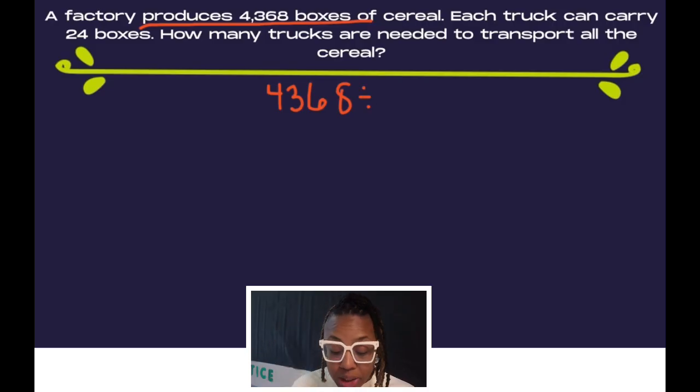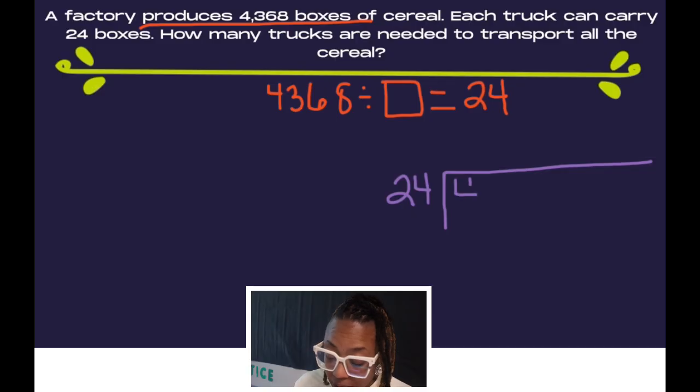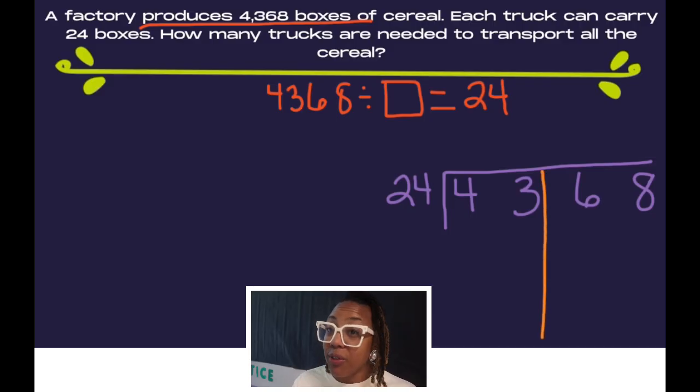Each truck can carry 24 boxes. How many trucks are needed? So again, that divisor is unknown, but I do know that in each truck, there are 24 boxes. So as I go ahead and rewrite my problem, again, I have that smaller digit, which is not necessarily my divisor, on the outside with my very spaced out dividend on the inside. And also, of course, I want to have my sections, and I'm starting that section right after the 3 because I know that 24 cannot go into 4. However, it can go into 43.